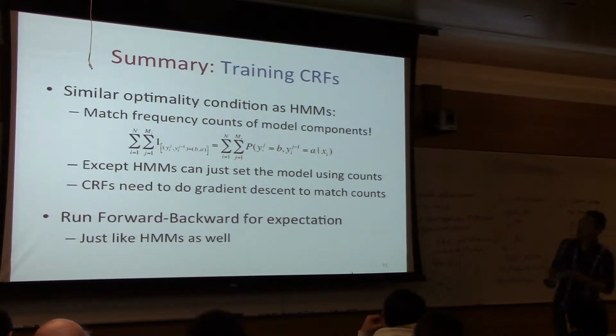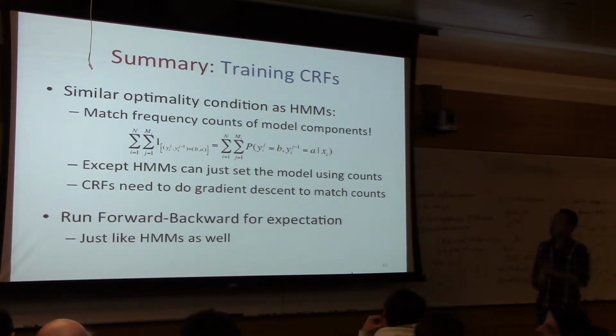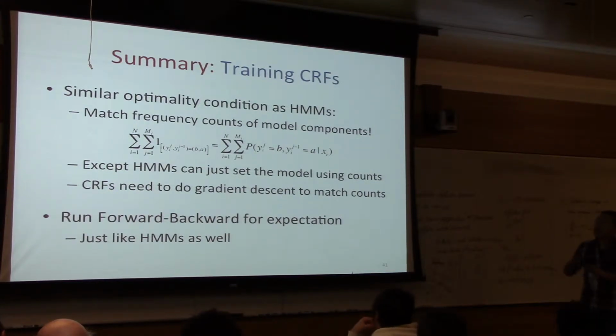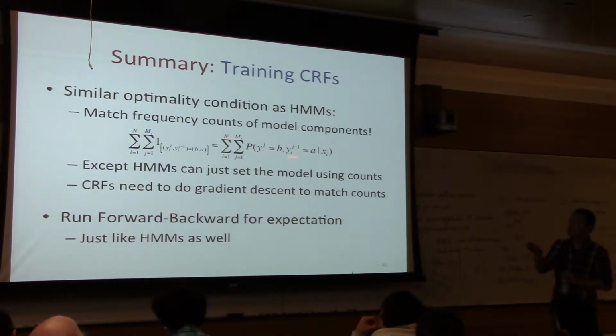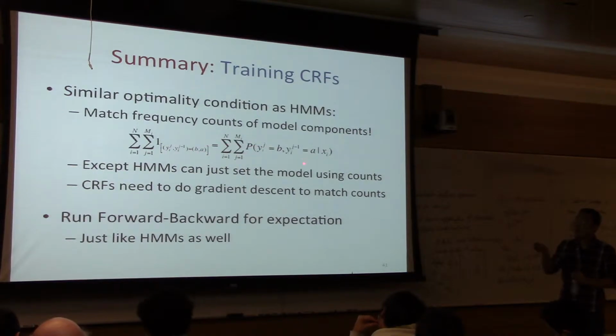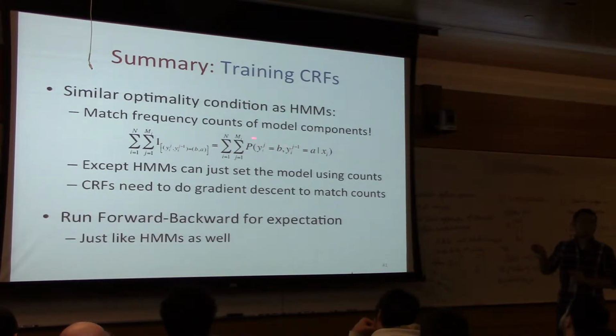So just to summarize what we've seen today, for training CRFs, it has a similar optimality condition as HMMs, right? But you have to match frequency counts in this format, and this requires gradient descent. If this number is bigger than this number, then you want to tune your model such that this number goes up. If this number is smaller than this number, you want to tune your model parameter so that this number goes down. And you're going to do that for every parameter of your model.